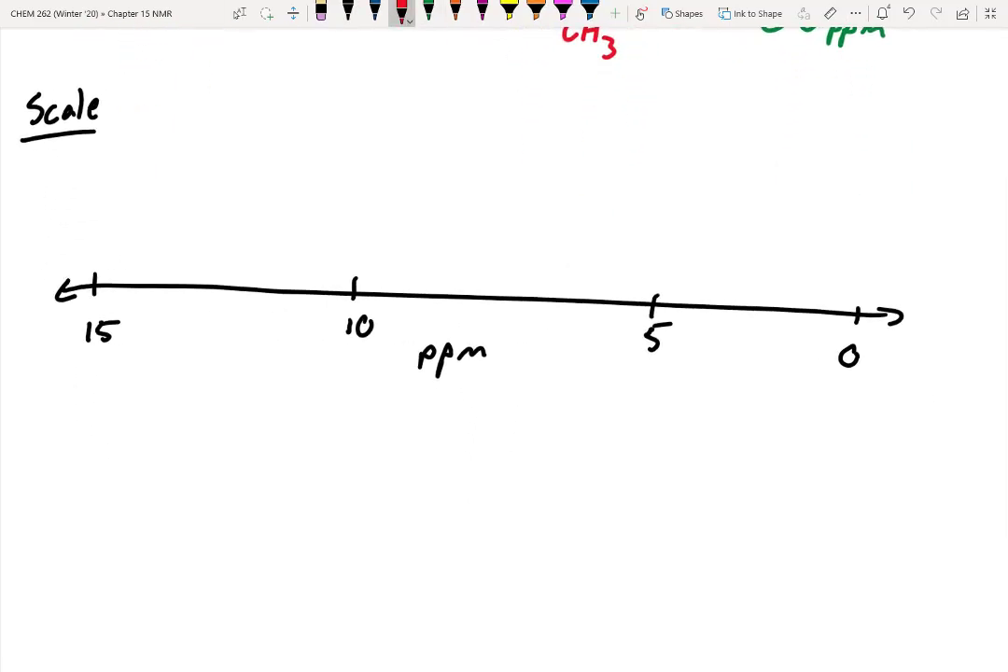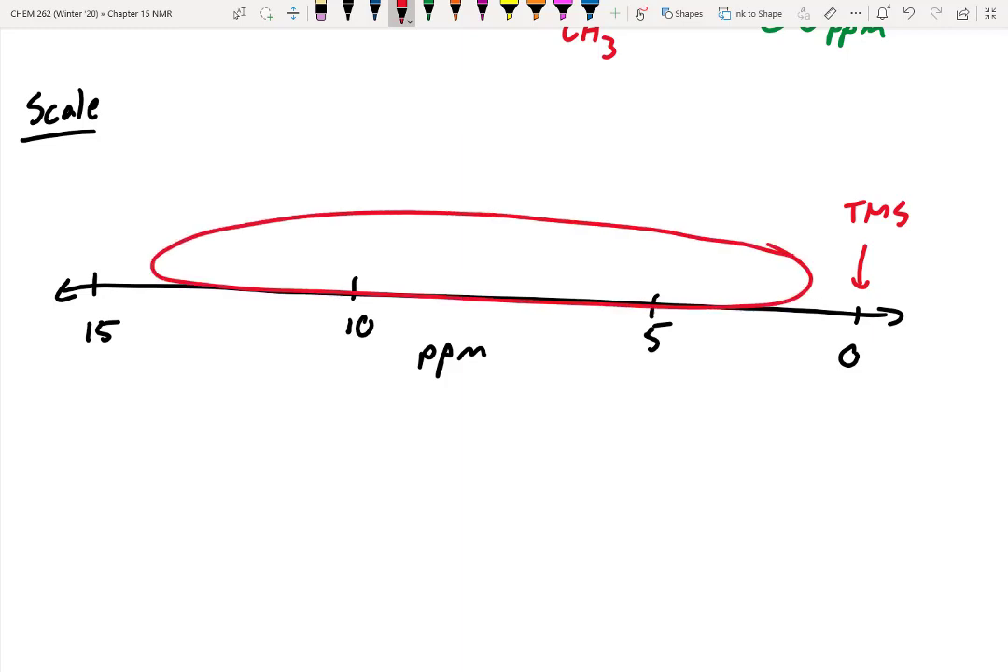So what this means is that TMS is defined as being at 0 ppm, and the majority of the peaks that we'll observe, at least in sophomore level organic chemistry, will be kind of in this 0 to 15 ppm range, give or take. Some books will say 0 to 12, 0 to 13. I just say 0 to 15 because it's a nice round number.